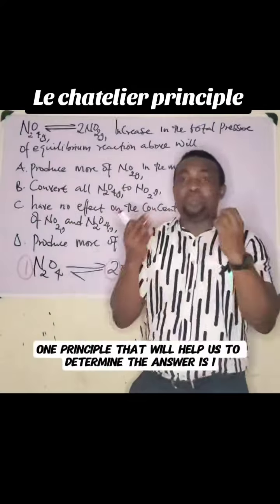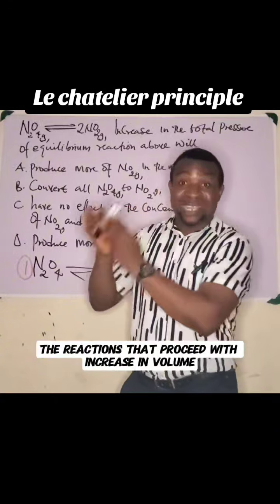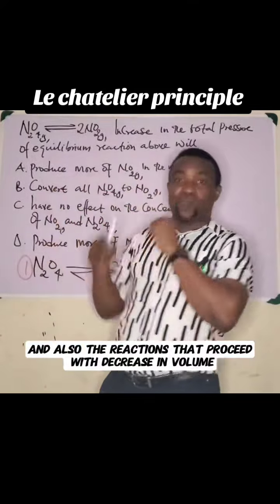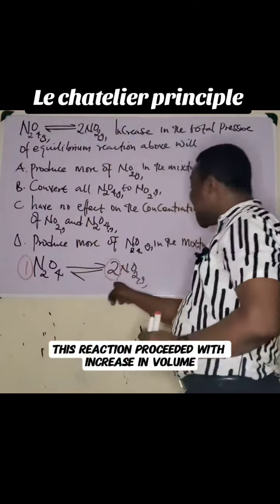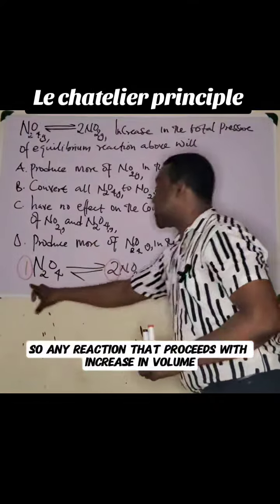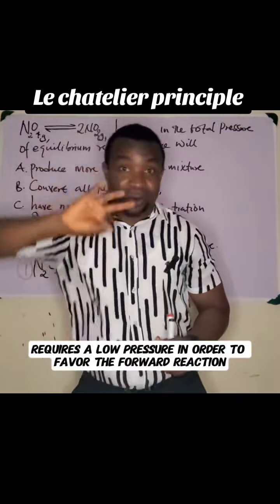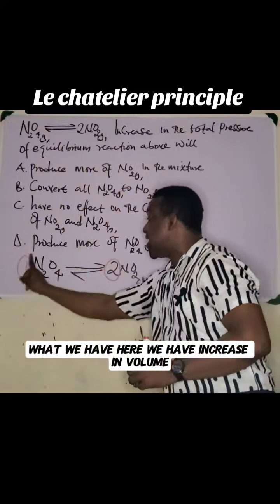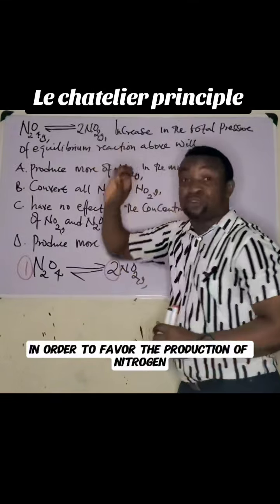One principle that will help us to determine the answer is the reactions that proceed with an increase in volume, and also the reactions that proceed with a decrease in volume. Now, from what we have here, this reaction proceeded with an increase in volume. We have from 1 to 2, which means an increase in volume. So any reaction that proceeds with an increase in volume requires a low pressure in order to favor the forward reaction, and vice versa. So from this equation, we have an increase in volume, which means we need low pressure in order to favor the production of nitrogen dioxide.